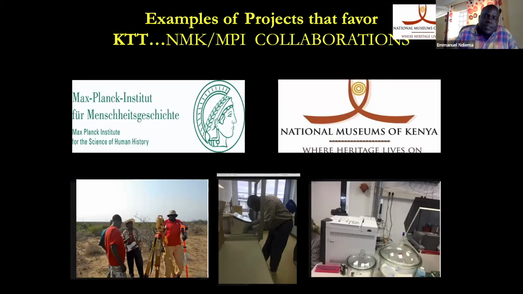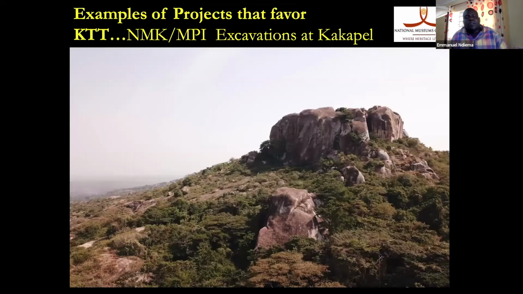Another collaboration example is what we are doing with the Max Planck Institute for the Science of Human History at Jena, a collaboration with the National Museums of Kenya. Initially, we had three scientists from NMK visit Jena, and we were able to learn for some period of time about the different analytical skills and technologies they deploy, and to come back with that knowledge to deploy it in Kenya.